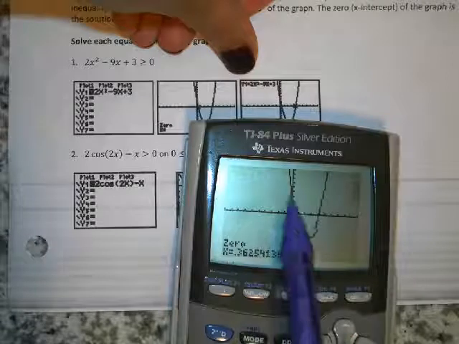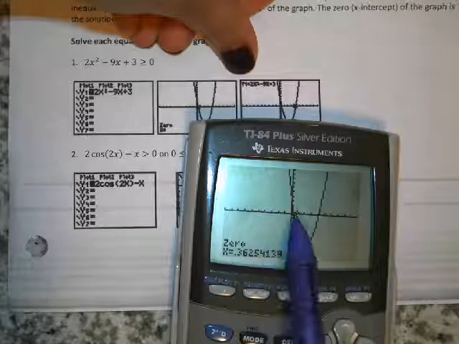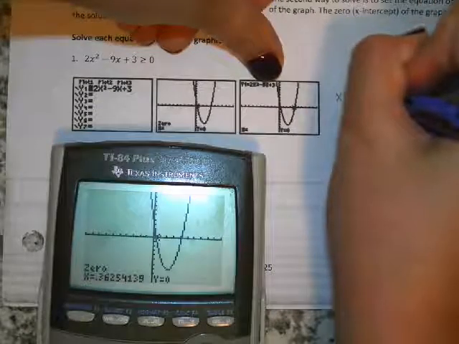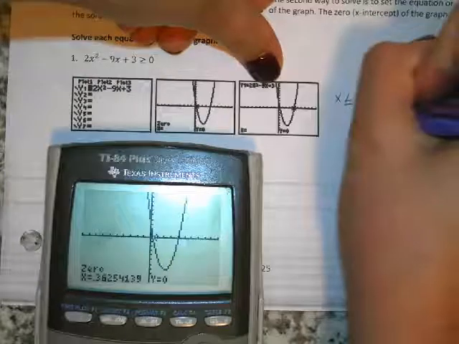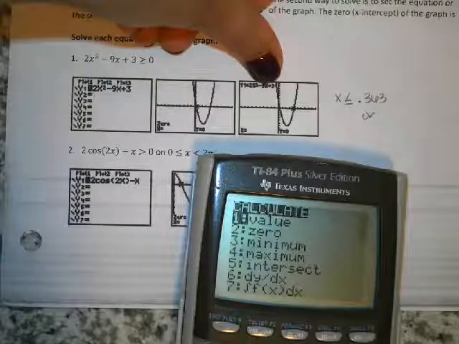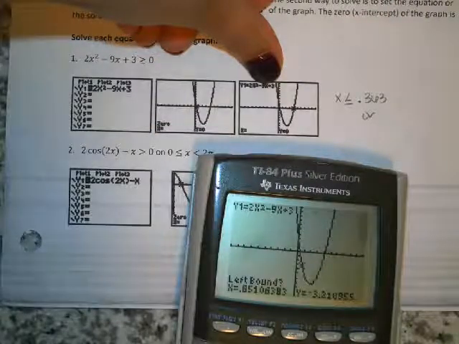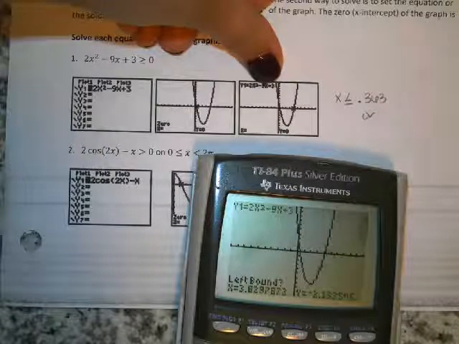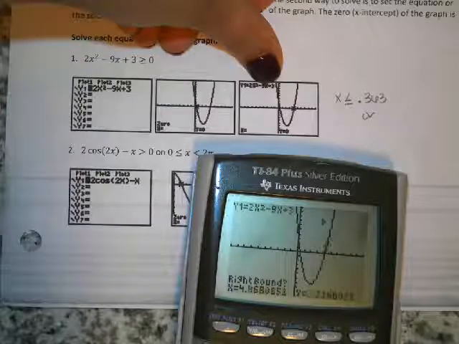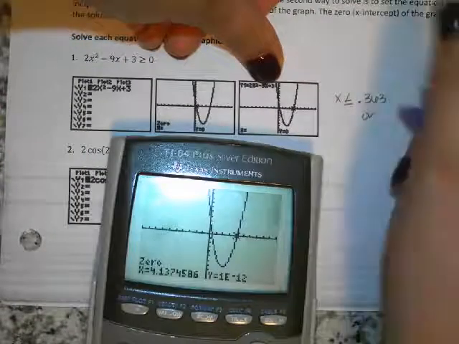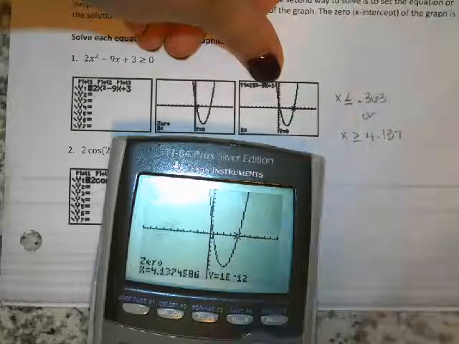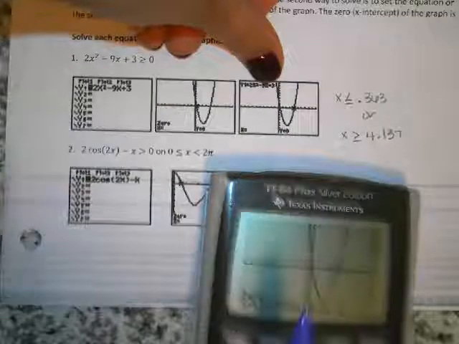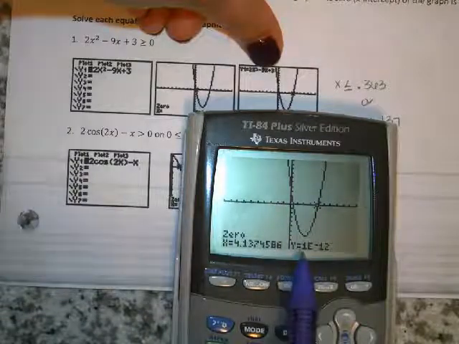So the y values are positive when the x values are less than this decimal, because that's this part right here. So I'm going to say when x is less than or equal to 0.363, or left bound, right bound, when x is greater than or equal to 4.137. Now, if you look here, this is something that happens every so often. You can see that the y value does not say zero exactly.